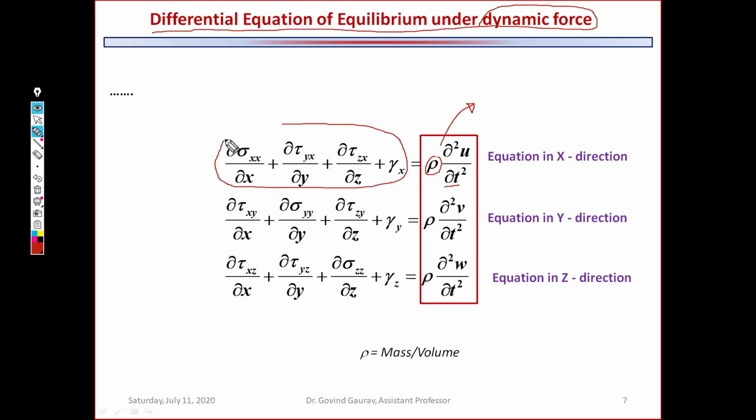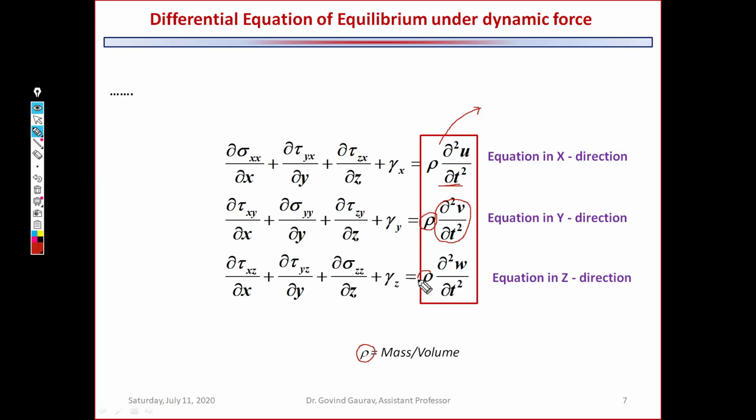This one was the equations of equilibrium equated to 0 when we haven't considered the dynamic forces. But if we consider the effect of the dynamic forces, these terms would come in the right hand side, which is rho, the mass per unit volume, multiplied by the acceleration in the x direction. Similar to this, we will get rho, the mass per unit volume, multiplied by the acceleration that is acting in the y direction. Similarly, we will get rho multiplied by the acceleration that is acting in the z direction.